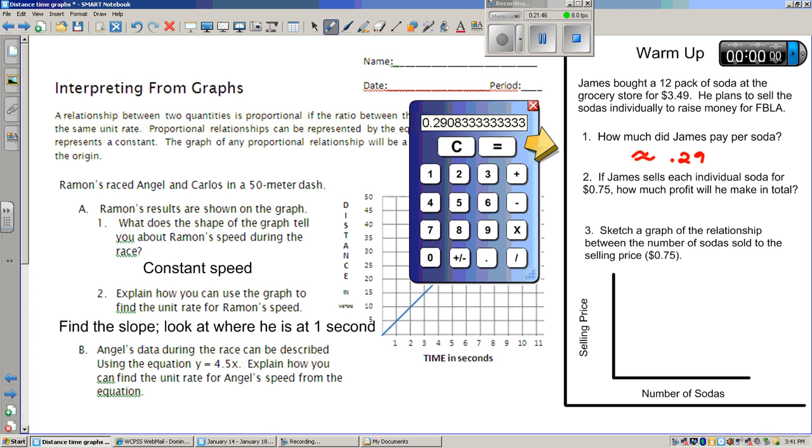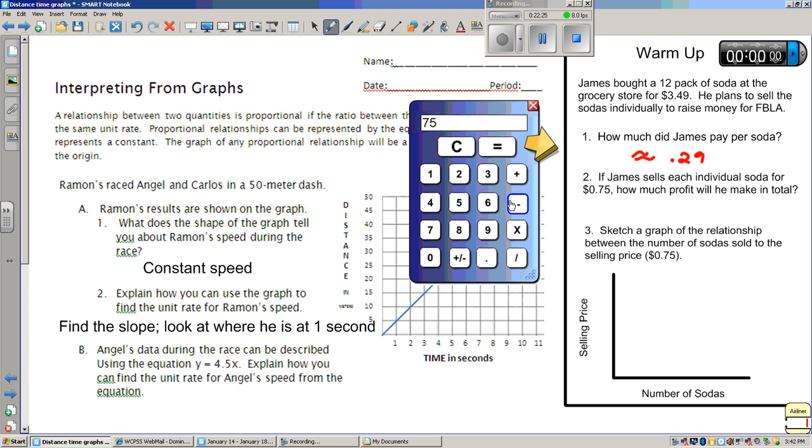Question 2 asks, if James sells each individual soda for 75 cents, how much profit will he make in total? All right, remember he has 12 cans. So we're going to take this 29 cents and we're going to subtract it from 75 cents. He's selling them for 75 cents and he only paid 29 cents for each. So we're going to subtract. Okay, so we're going to subtract, and you can probably do this in your head, but I want you to see the calculations.